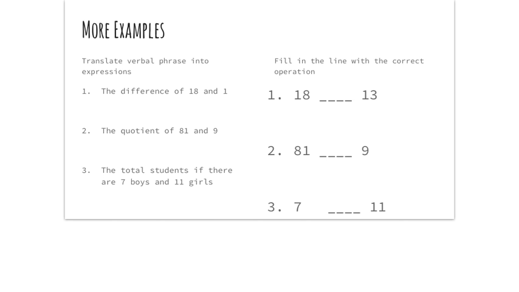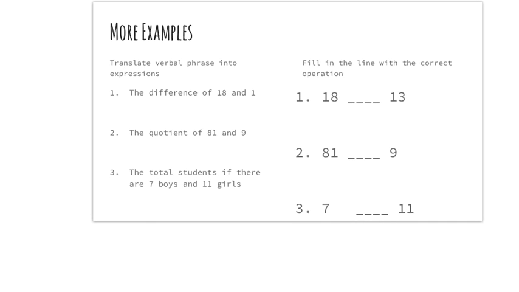Alright, we have some more examples. We're going to want to translate verbal phrases into expressions. That would be an example of what your directions might say. So we have the difference of 18 and 13. We talked about in our last example, difference means to subtract. So that's going to be 18 minus 13. That's the sign that is missing.